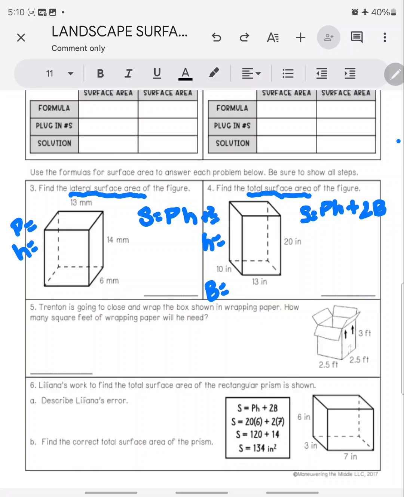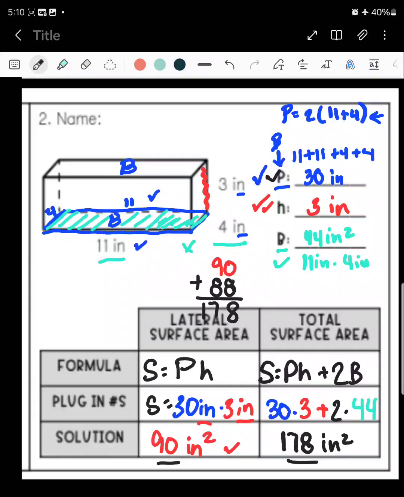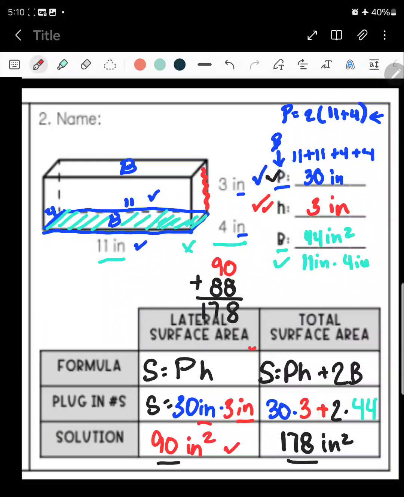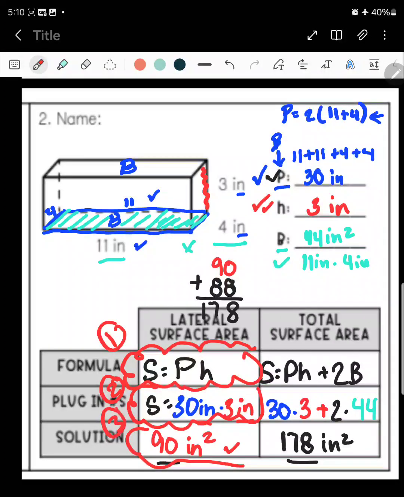All right. Now, I do want to see work from you guys. What kind of work do I want to see? So this is the kind of work I want to see. If you're going to be finding lateral surface area, I need to see this. I need to see the formula. How did you plug it in, and what was the answer? I need to see step 1, step 2, and step 3 right here as part of your work. You're not just going to give me the answer. That's exactly what I need to see.